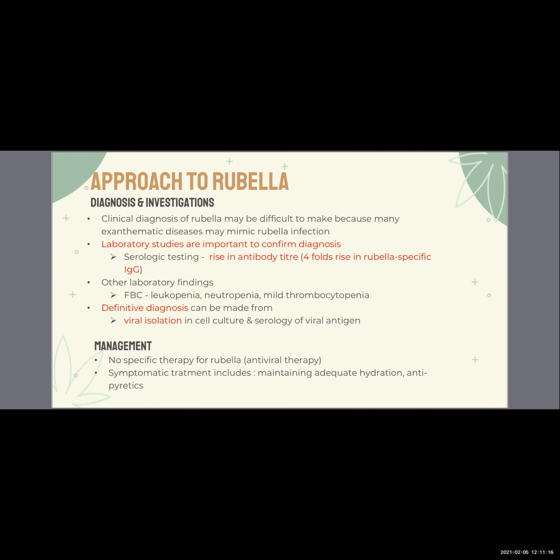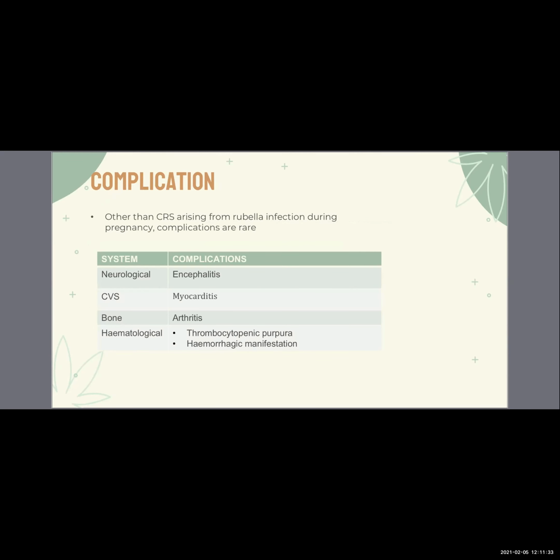For the management, there is no specific therapy for rubella. It will be managed with symptomatic treatment that includes maintaining adequate hydration and giving antipyretics. Next, the complications. Other than congenital rubella syndrome that arises from rubella infection during pregnancy, the complications are rare, for example encephalitis, myocarditis, arthritis, and also hematological disorders such as thrombocytopenic purpura and hemorrhagic manifestations.